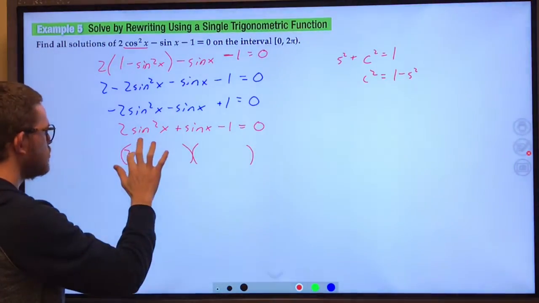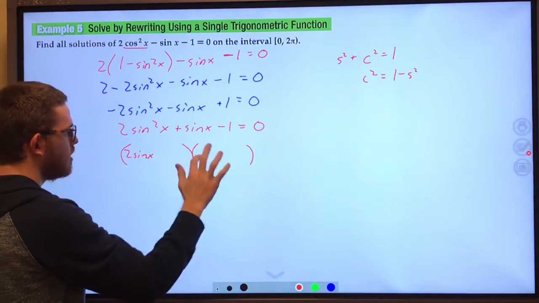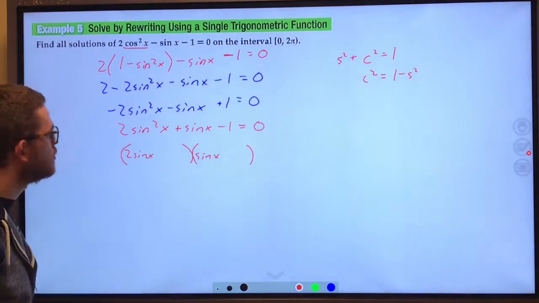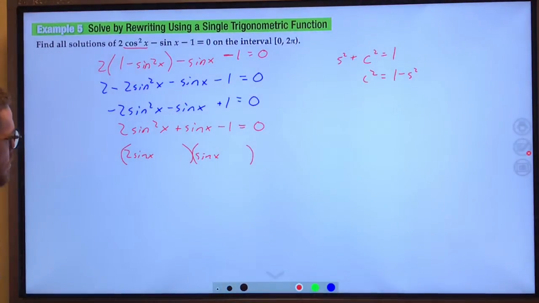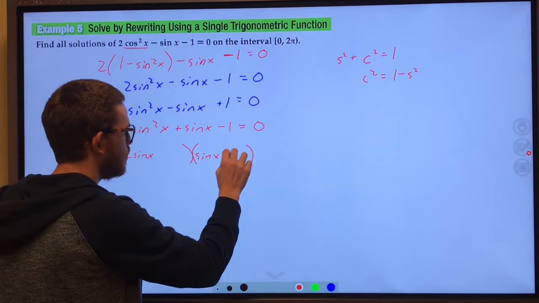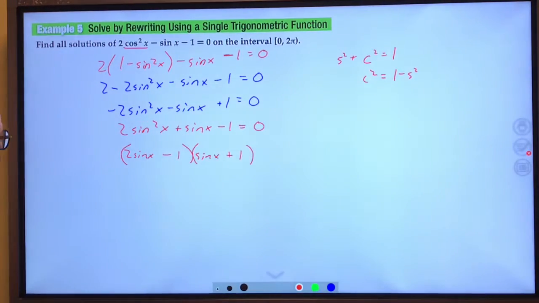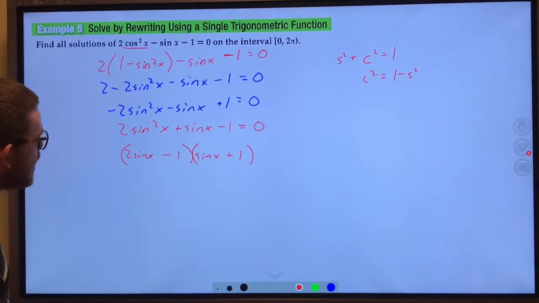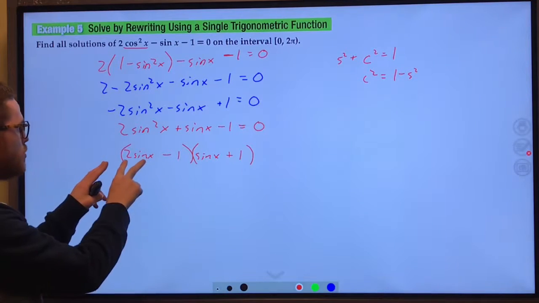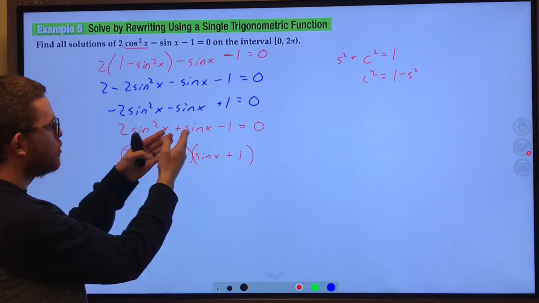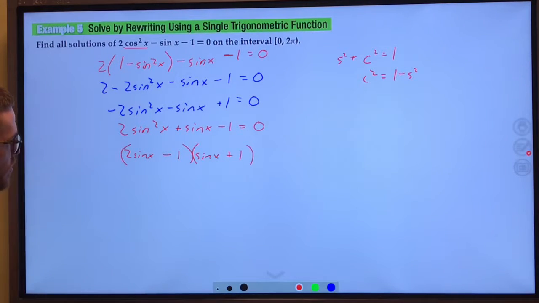I know this would be 2 sine of x, and sine of x would have to be my leading terms to multiply to get 2 sine squared of x. I believe if we put a plus 1 here and a minus 1 here, that has now factored our expression. Negative 1 times a positive 1 is a negative 1. 2 sine of x times a positive 1, sine of x times a negative 1, those would add together to get just a positive 1 sine of x.